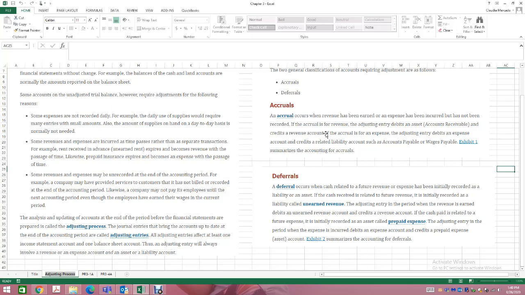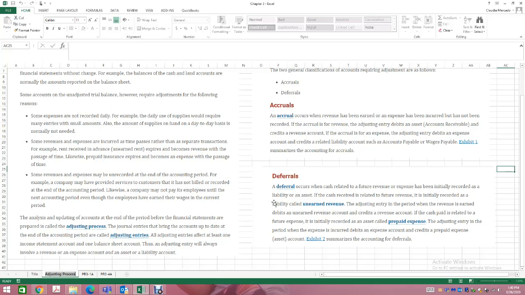So let's say the example of the unearned revenue that they have here. It says here, if the cash received is related to a future revenue, it is initially recorded as a liability. Why a liability? Well, let's say, for example, you have a business and you're renting apartments and the tenants pay you a year in advance. Have you provided the service to the tenant? No. You've only provided the service for the month of January. You still need to provide services for February through December. But they've paid you the whole year. So you are liable to provide a service for the whole year because they've paid you for it.